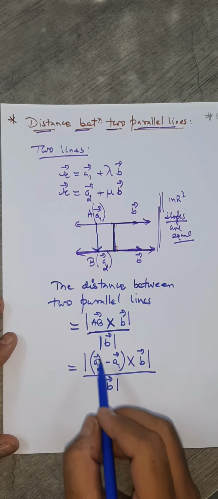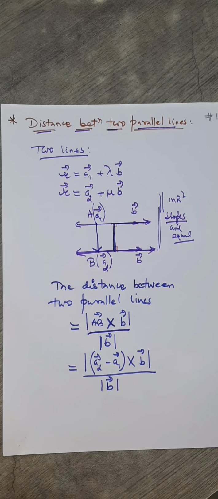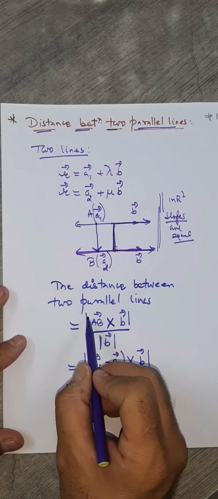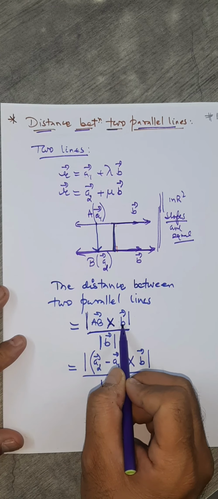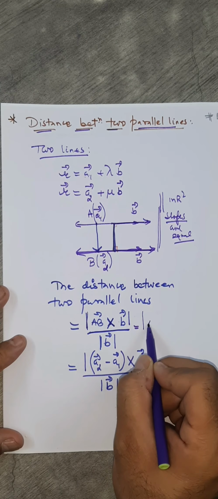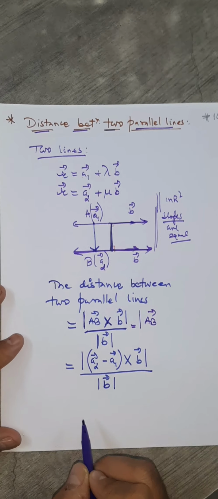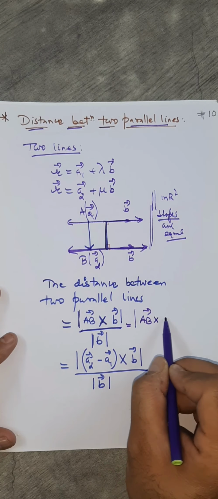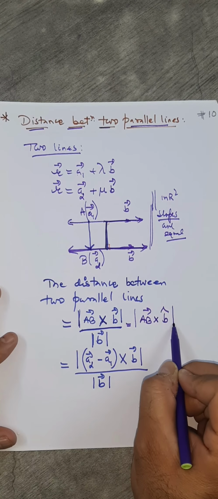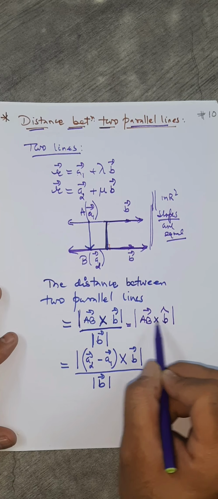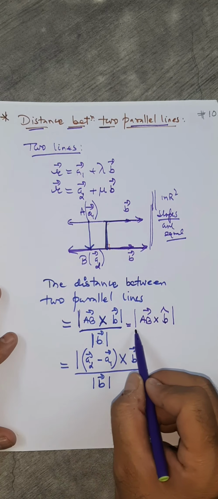Right. This is the formula. You need to remember this. I have just written it without proof. AB cross B cap. B cap, you know, is a unit vector in the direction of vector B. B cap means vector upon its magnitude.